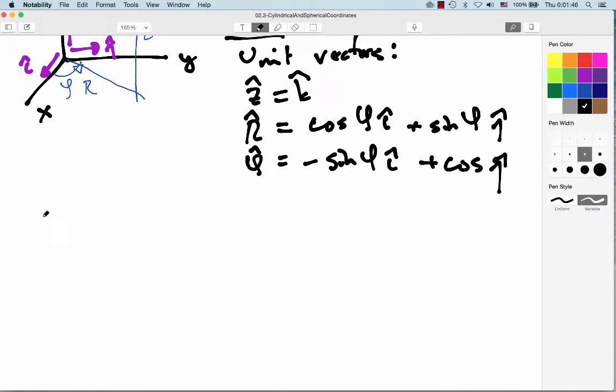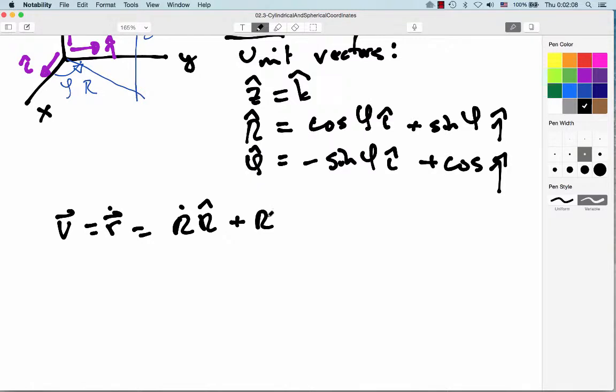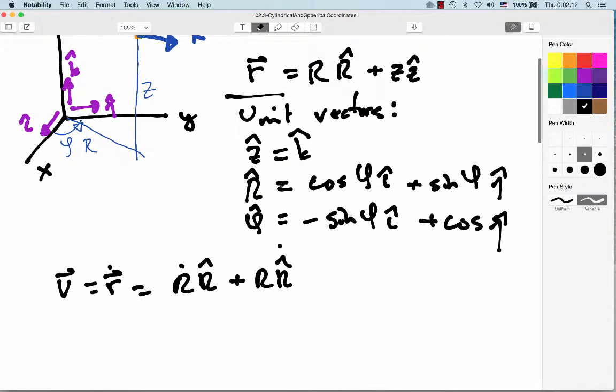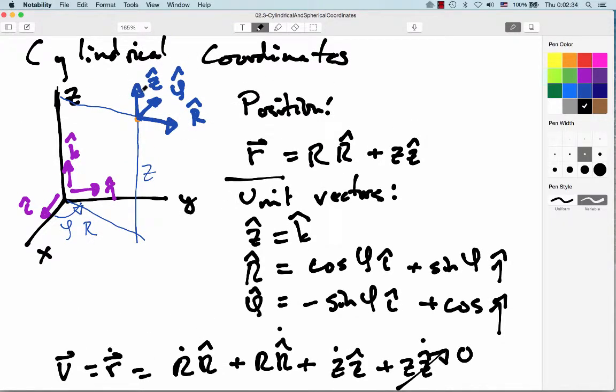So again, leveraging off of what we know for plane polar coordinates, if I want the velocity of something, so that's r dot, following just what I had before, that'll be R dot r hat plus R r hat dot, so that's half of it, and then I need to do a plus z dot z hat, differentiating this bit, plus a z r hat dot, but that last bit there is going to give me 0 because the z vector never changes direction, it always points up. And obviously it can't change length because it's a unit vector.